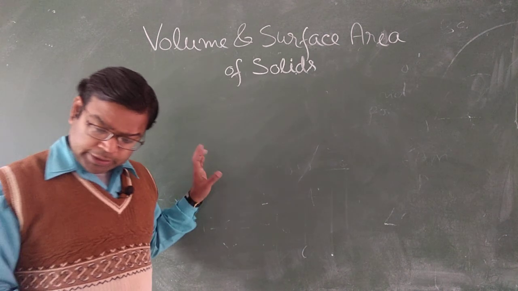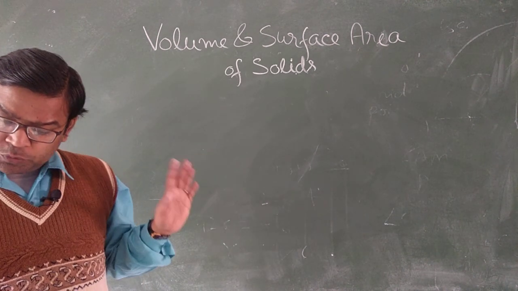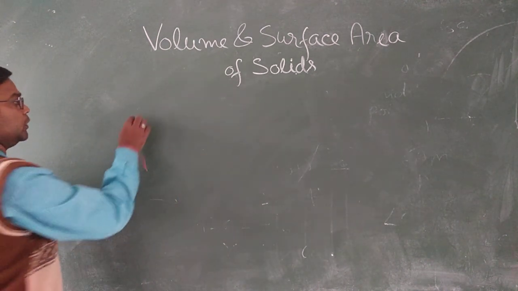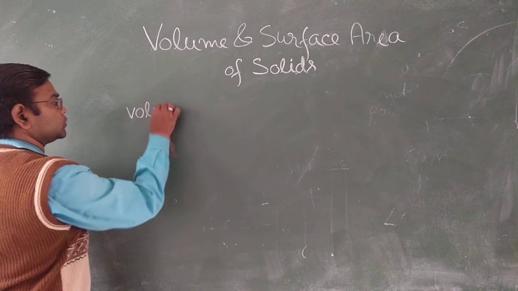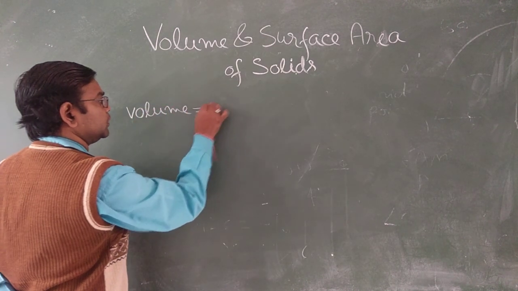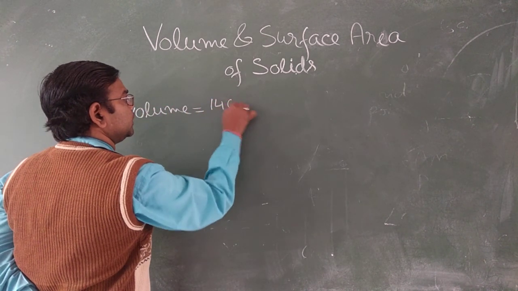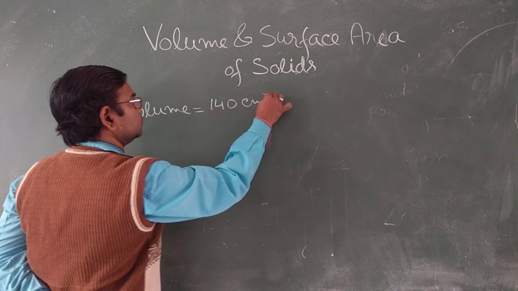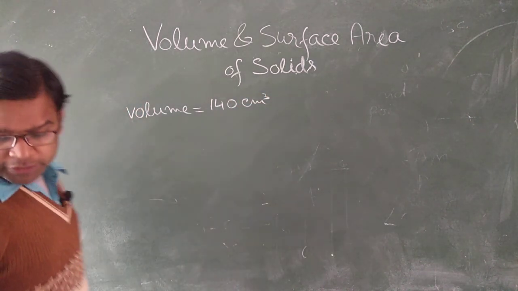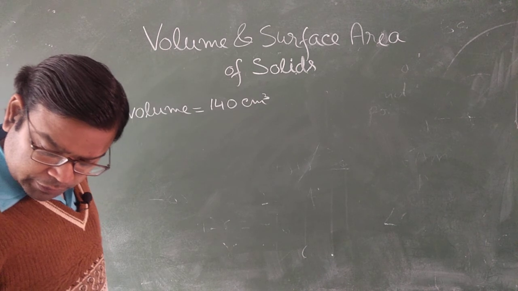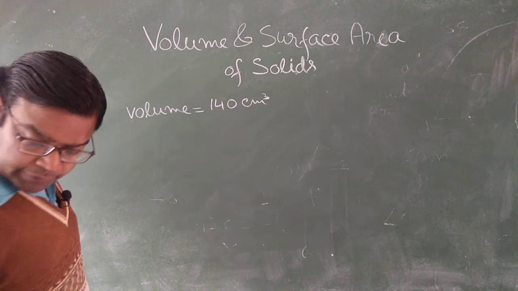In this question, it is given that the volume of a soap cake is 140 centimeter cube. Volume of a soap cake. As we know that the structure of soap is a cuboid, so volume is given. It's 140 centimeter cube. Width and length are given.